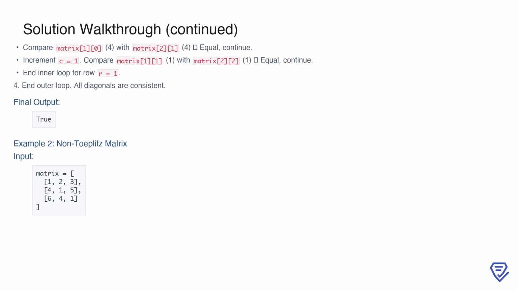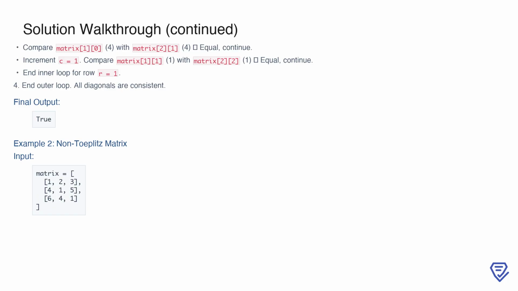In the second row, row 1, we repeat the same process. Starting at column 0, we compare matrix[1][0], which is 4, with matrix[2][1], which is also 4. Since they are equal, we move to column 1. Here, we compare matrix[1][1], which is 1, with matrix[2][2], which is also 1. Again, they match, so we complete the checks for the second row.